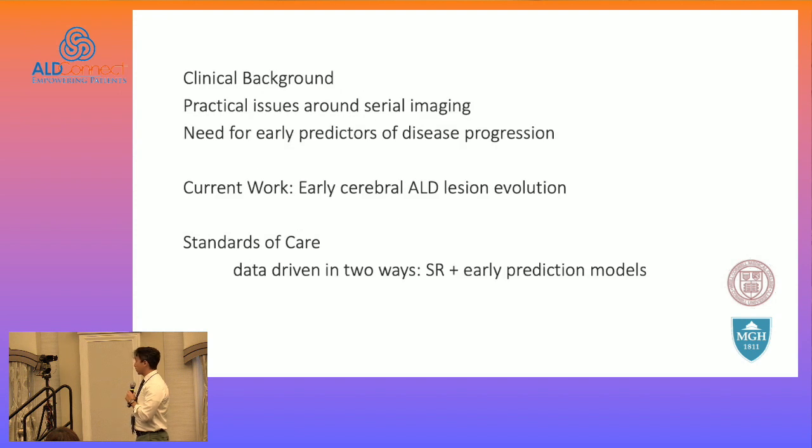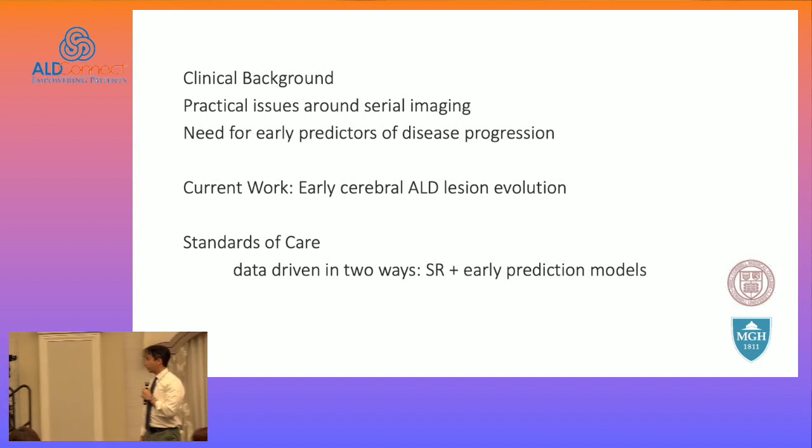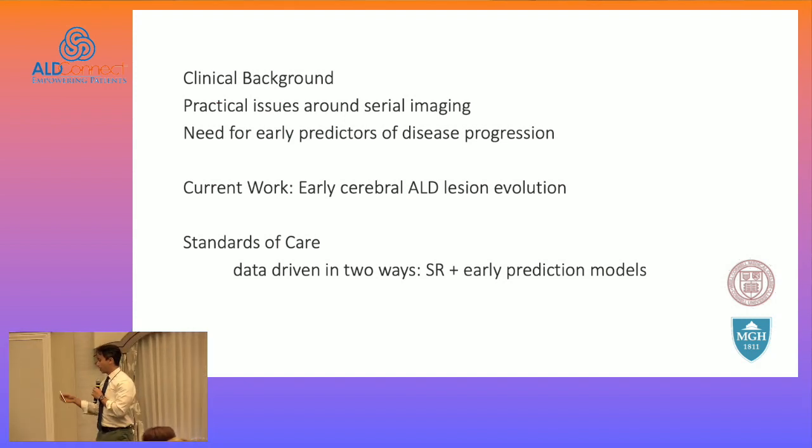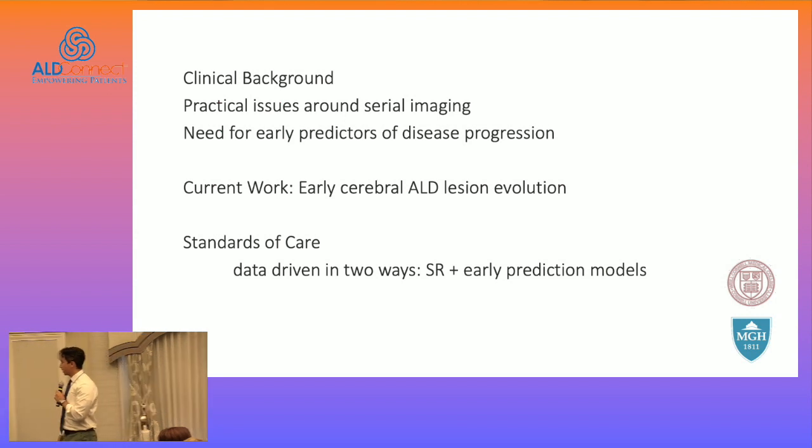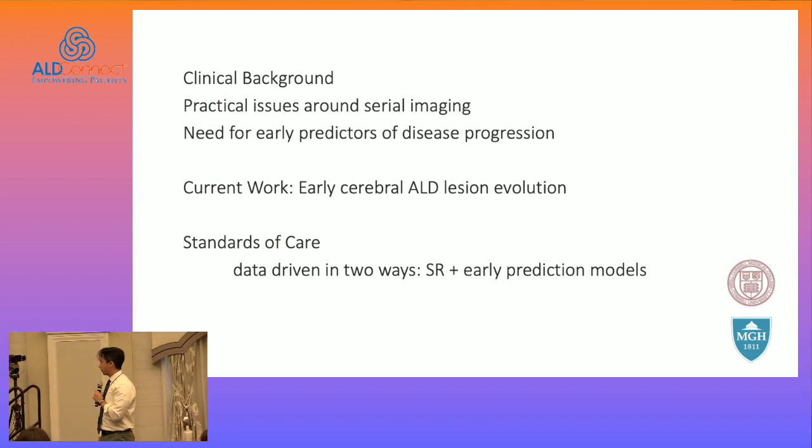So I'll talk a little bit about the clinical background of the disease. I don't have to tell you guys pretty much anything that you don't already know. And we'll talk a little bit about the practical issues around serial imaging, and that'll essentially show you that we need early predictors for disease progression. Then talk a little bit about my current work, and then talk about standards of care and how we can use data to essentially inform what we're doing.